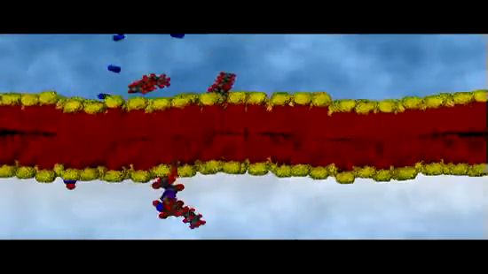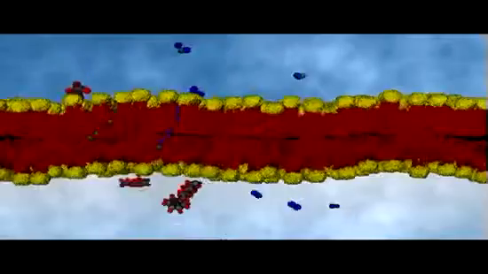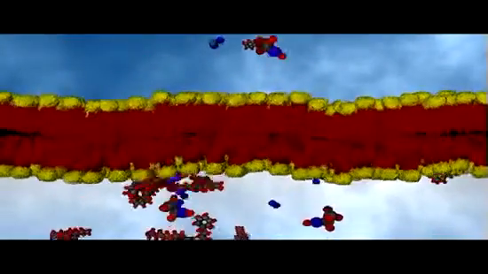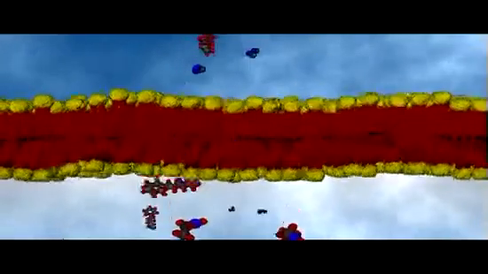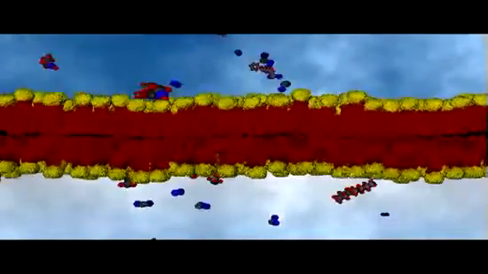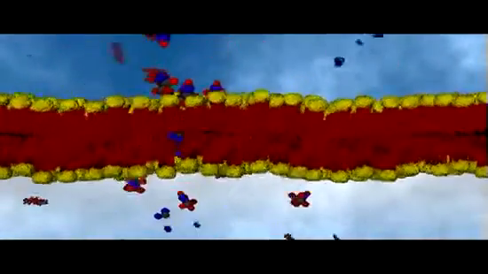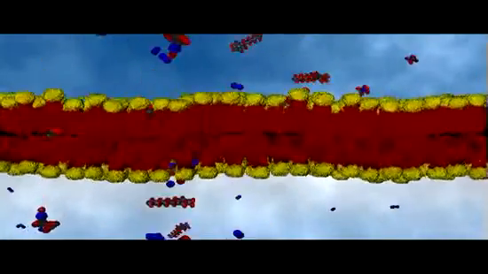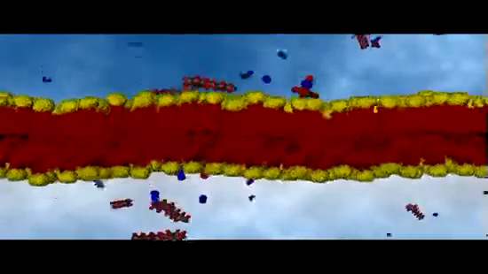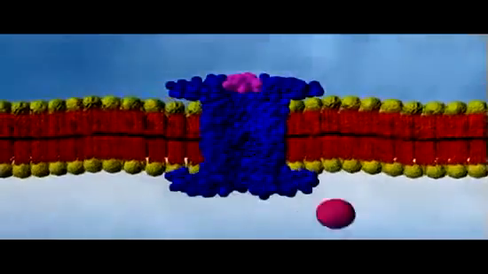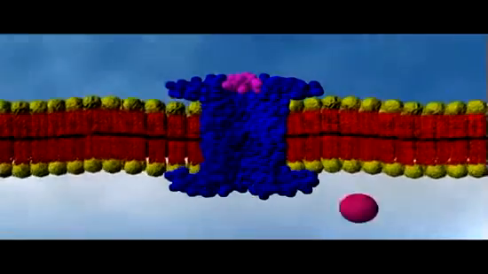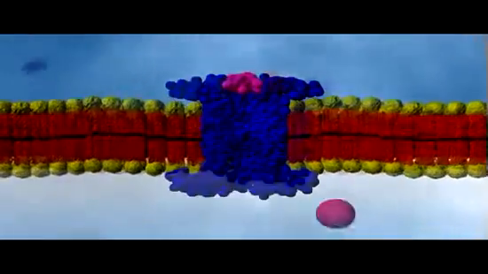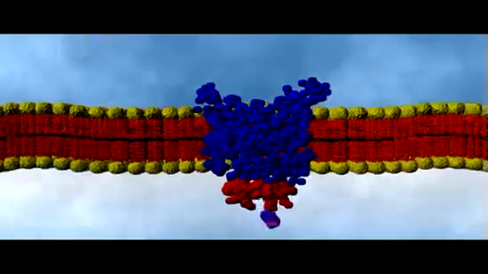Simple diffusion is the process by which gases, such as oxygen and carbon dioxide, dissolve in water, and phospholipid-soluble molecules, such as ethyl alcohol and vitamin A, diffuse across the phospholipid bilayer. This is referred to as simple diffusion because these substances can cross anywhere along the phospholipid bilayer, while most other types of diffusion, such as facilitated diffusion, which we will look at in a moment, require a substance to cross the membrane through a protein channel or with the help of a carrier protein.